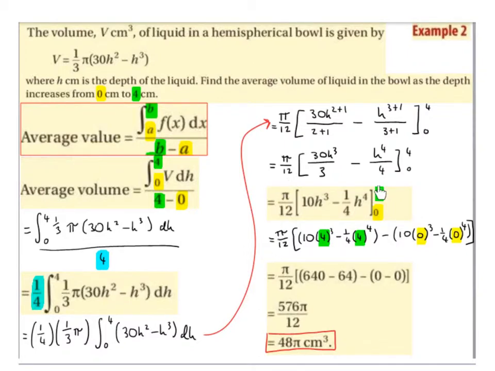And next we sub in the upper limit, which is 4, in place of both h's. So we get this, then we have a minus. Then we sub in the lower limit in place of both h's, so we get this. And then we end up with 48 pi centimetres cubed. So the average volume of liquid in the bowl as the depth increases from 0 centimetres to 4 centimetres is 48 pi centimetres cubed. So that's the average volume of liquid.